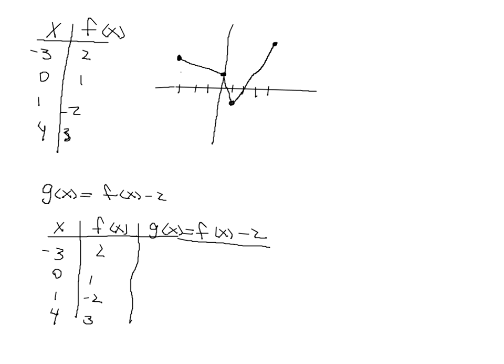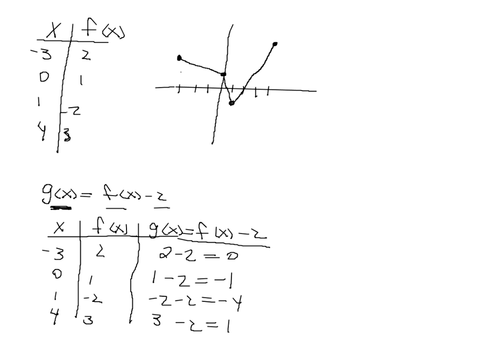Okay, now I'm going to define a new function, g of x, that's defined as f of x minus 2. So g of x, for each x, I find f of x and subtract 2. So here I get 2 minus 2 is 0. F of x is 1, so minus 2 is minus 1. Minus 2 minus 2, 2 more is minus 4, and 3 minus 2 equals 1.